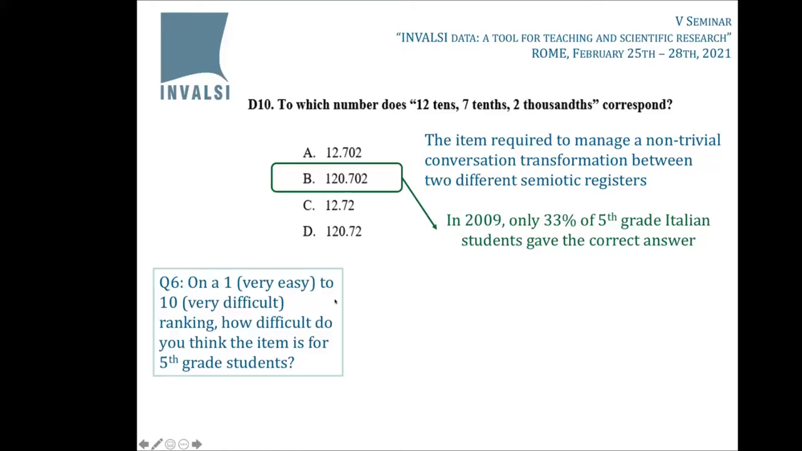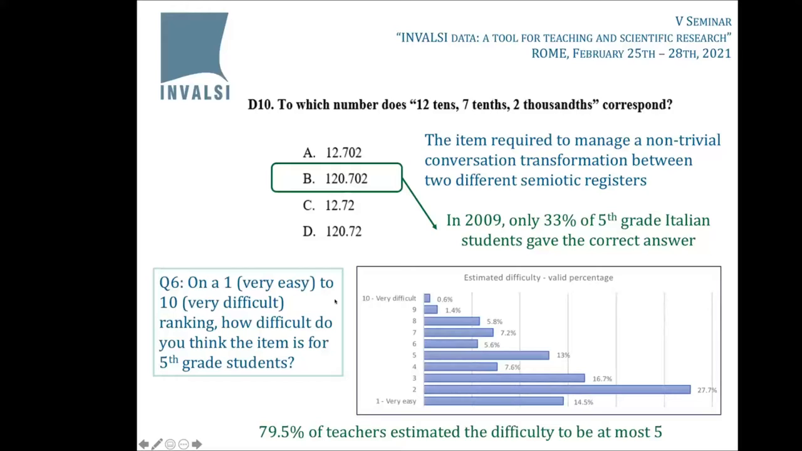As can be seen, 79.5% of teachers estimate the difficulty to be at most 5. Hence, we can say that this item was not considered to be a difficult item. So teachers' perception of student difficulties does not correspond to the INVALSI national data.